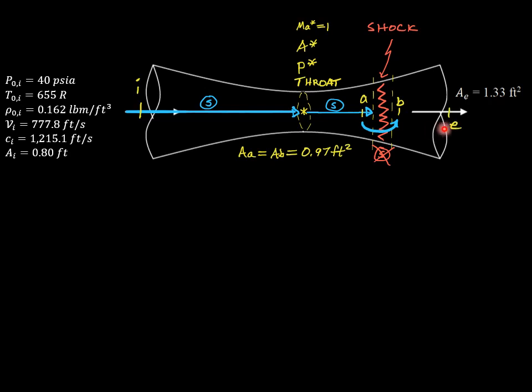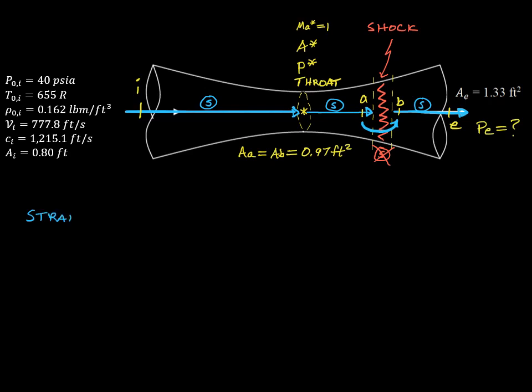Then we'll also denote that at the exit, we can go from state B to E and leave the exit. There is no shock between B and E, so this is isentropic flow as well, and we can model it similar to the way we did in previous material. And we're asked again to find that exit pressure.